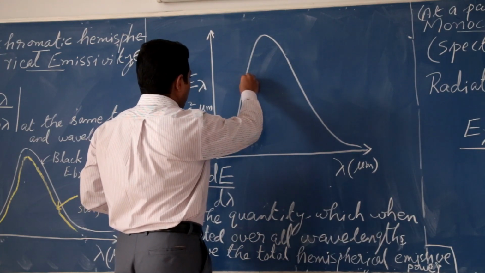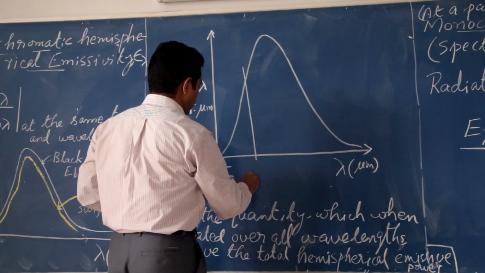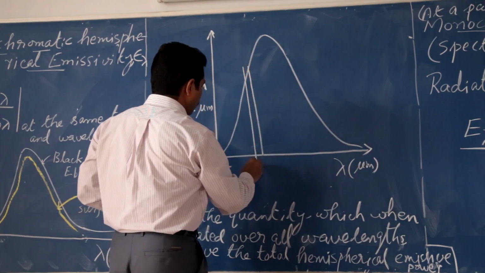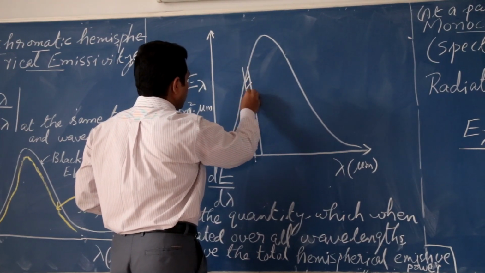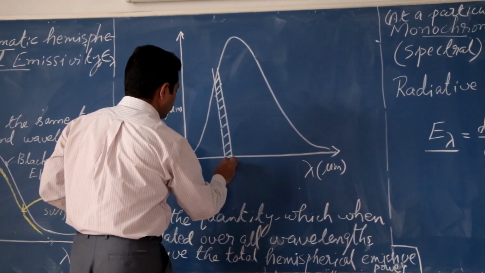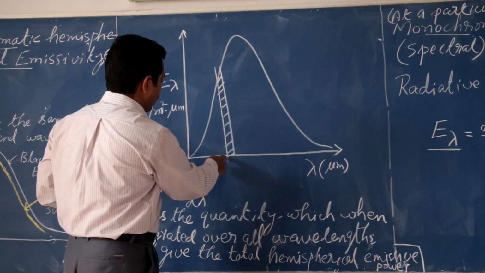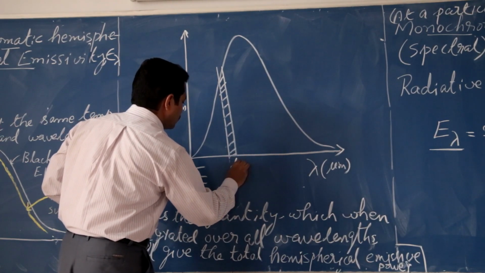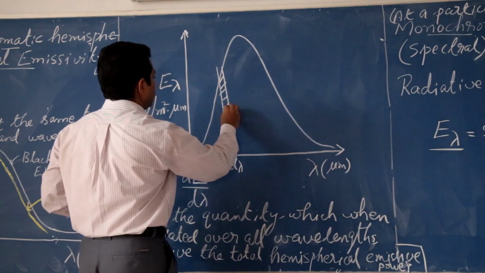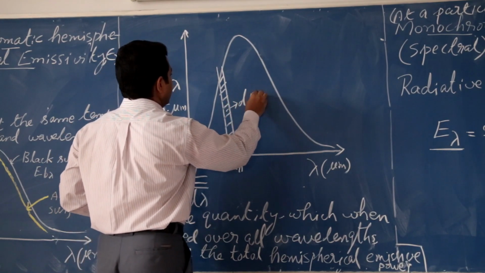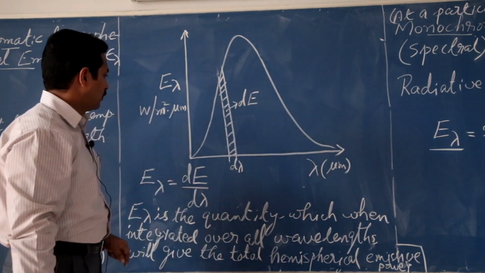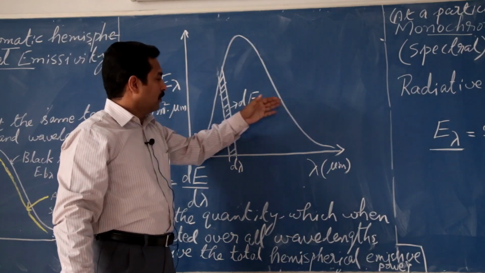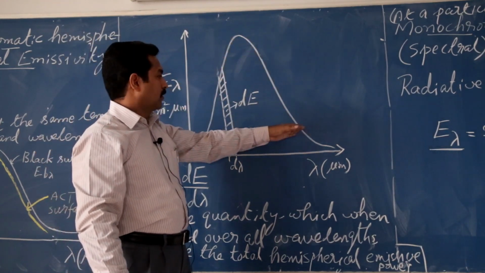Suppose I am taking a wavelength here; I am considering this as lambda and this as d lambda. Because this is lambda plus d lambda, I can write this width as d lambda. Then obviously the area under this curve will represent dE. So this is the radiative distribution for a real surface.